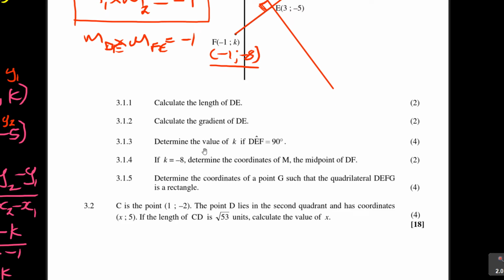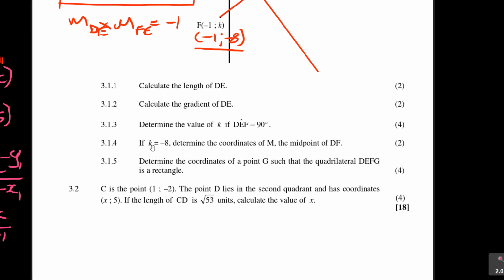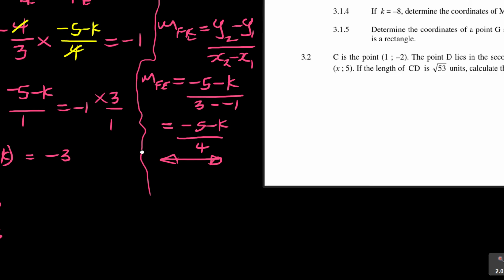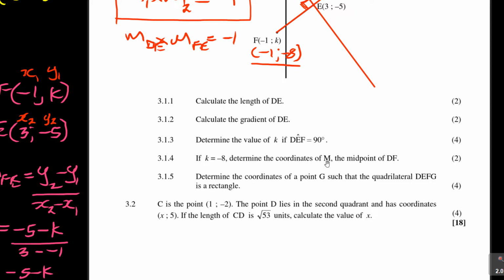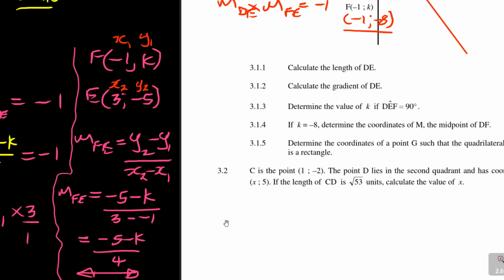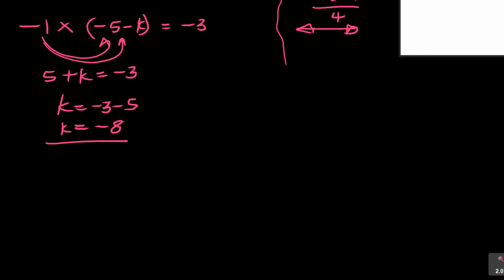And the next one, they are saying, okay, that was 4 marks. 3.1.4, so this was 3.1.3. Now 3.1.4 says if k is negative 8. They actually confirm the answer here, you see. So they're saying if k is negative 8, determine the coordinates of M, the midpoint of DF. Midpoint, guys. 3.1.4, let's do that. They're looking for the midpoint now.